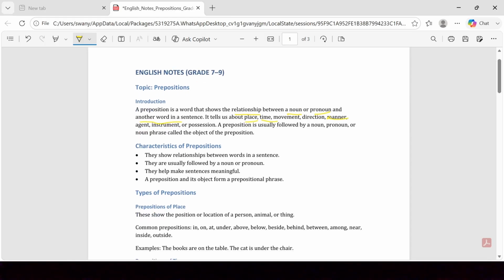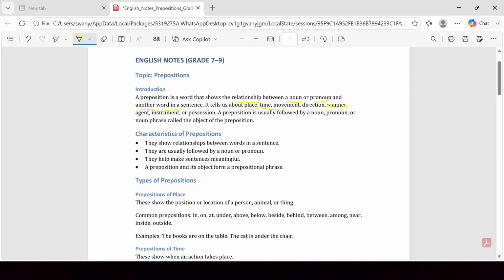Characteristics of prepositions: they show the relationship between words in a sentence, how these words are being related to each other. They are usually followed by a noun or pronoun. They help make sentences meaningful. Without them, the sentence is not going to become meaningful. But with these prepositions, the sentence becomes meaningful.